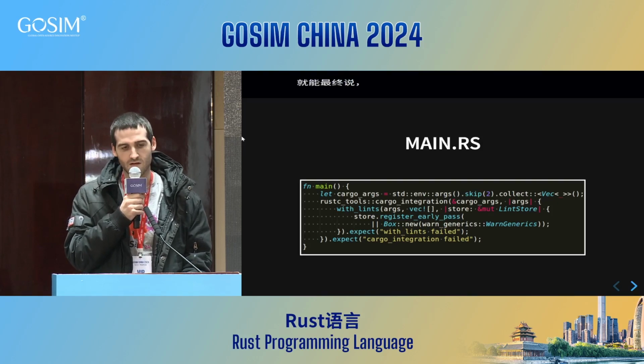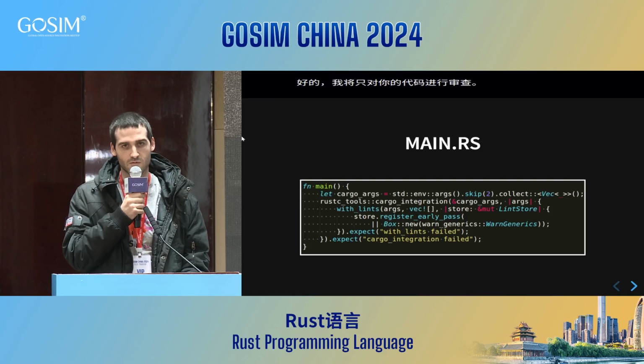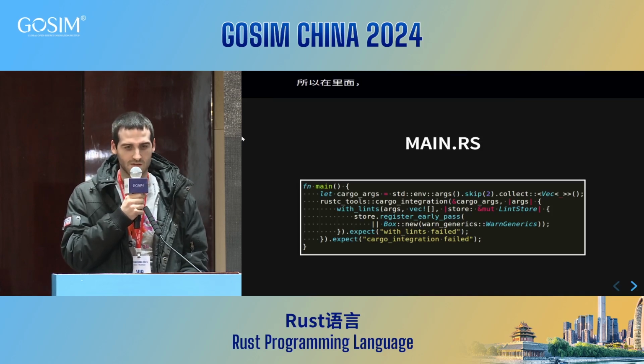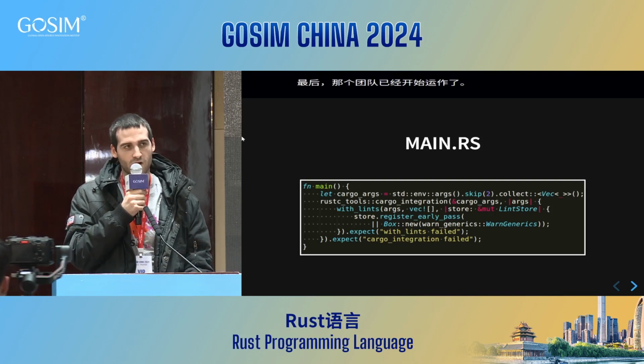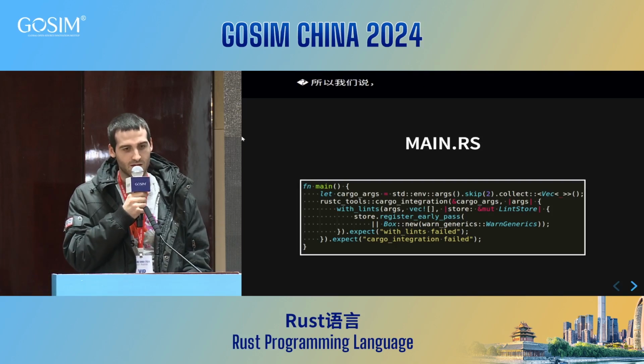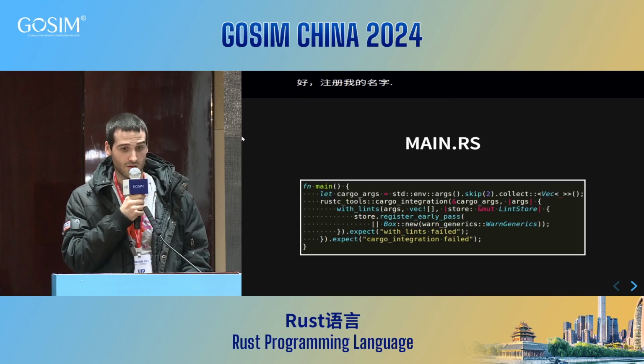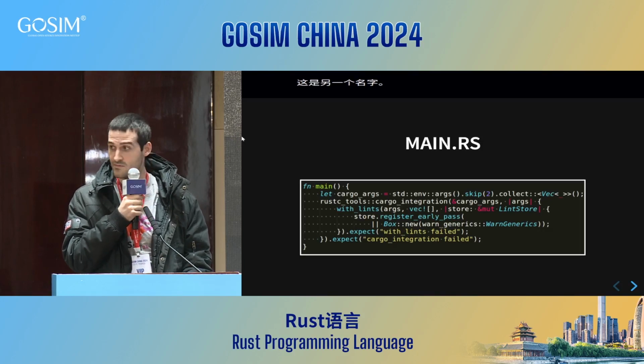It takes a list of arguments, an empty vector, because in this case we don't want any file to force a recompilation. And finally, the last closure has a lint store. So we say, okay, register my lint. It's an early lint, so register an early pass. And in this early pass, we just provide a one generic type. And that's pretty much it. Everything is set up. It's ready to be run.